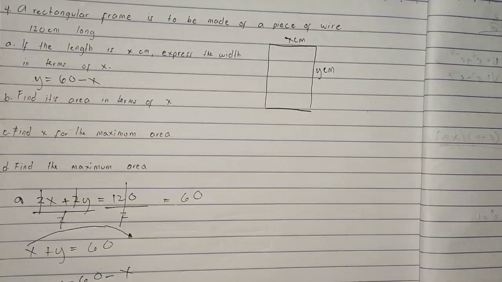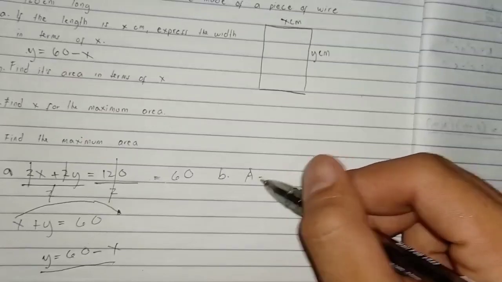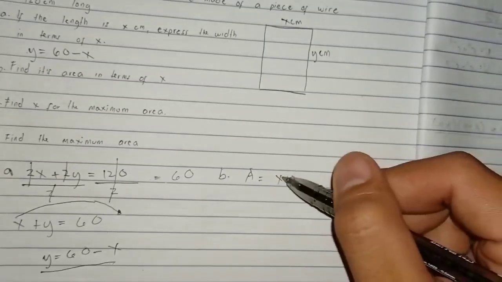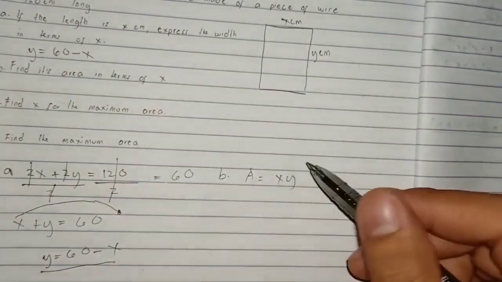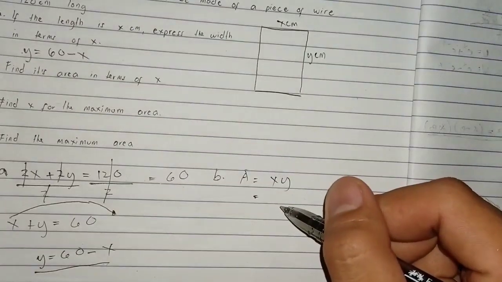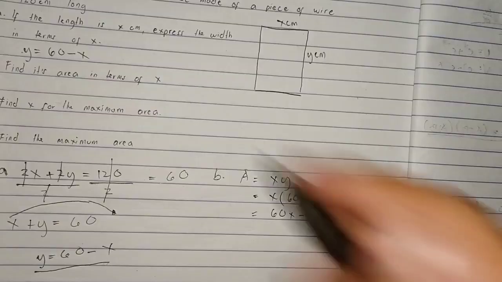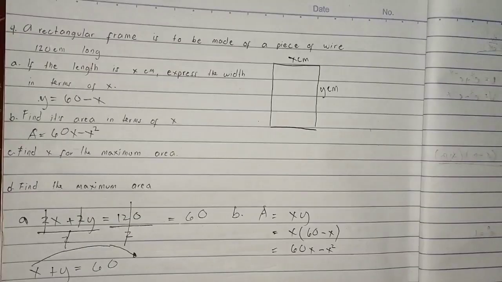So let's proceed to our second task, which is find its area in terms of x. We will just multiply the length times width to find the area. So area is equal to xy, or the length times width. Notice that our y is equal to 60 minus x. So let's substitute our y, simplify. So let's leave it here.